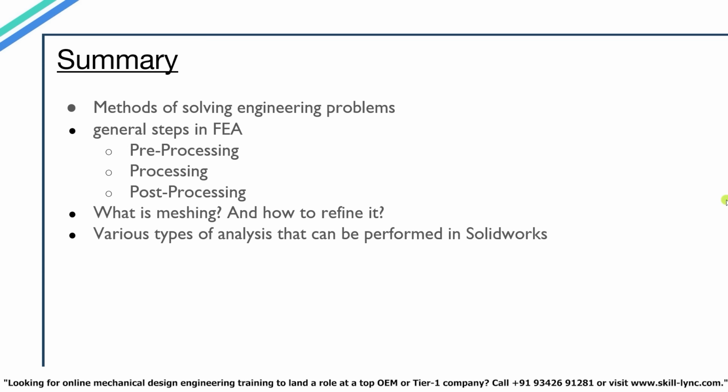So that's it for this session. Let's have a quick summary. In this session, we saw the various methods of solving engineering problems such as analytical, experimental, and numerical methods. We learned about the general steps in FEA, which are pre-processing, processing, and post-processing. Then we saw what is meshing and how to refine it. And in the end, we saw the various types of analysis that can be performed in SOLIDWORKS.